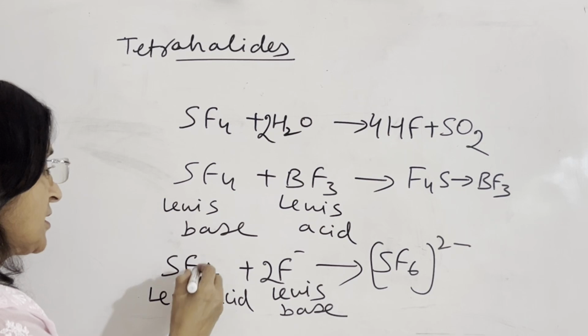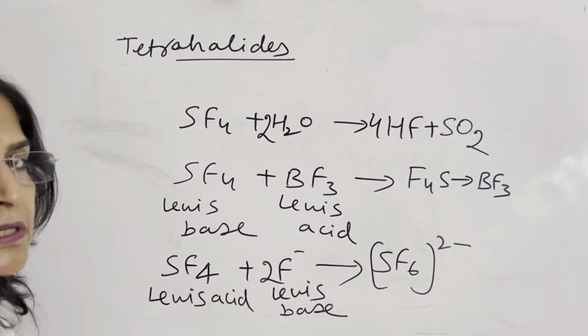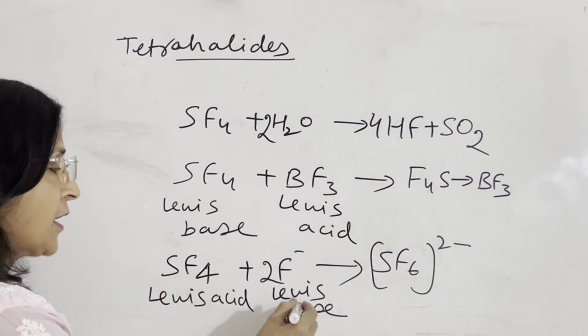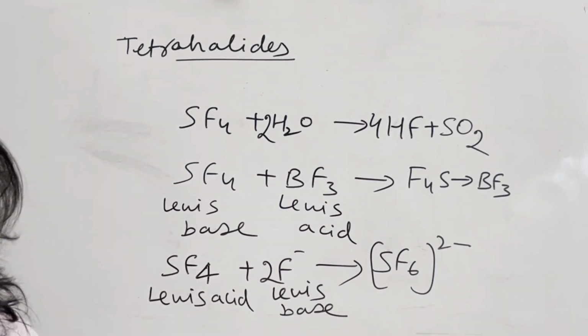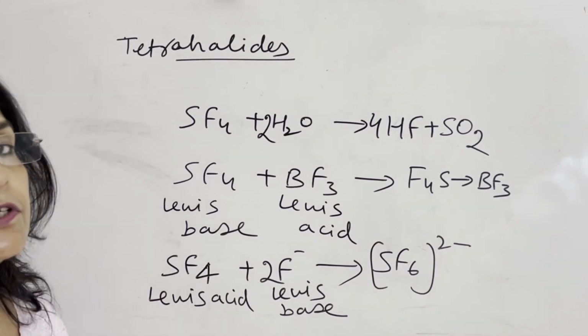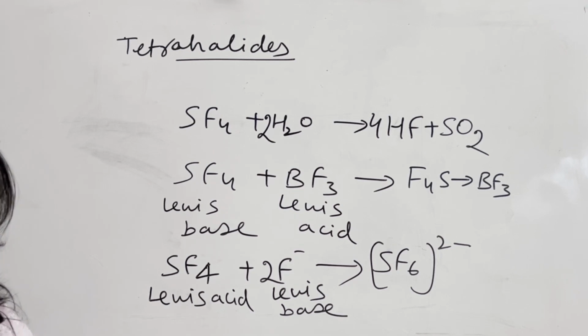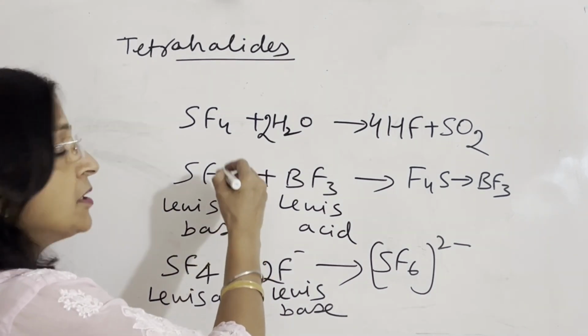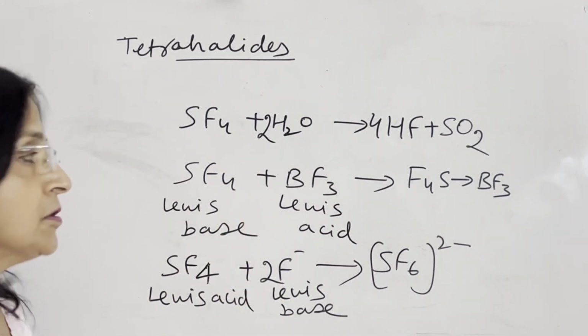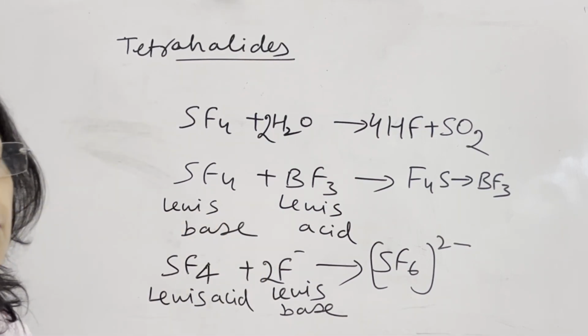And in this reaction, sulfur tetrafluoride acts as a Lewis acid, it can accept a lone pair of electrons from fluoride ion because it can expand its electronic configuration due to the availability of empty d orbitals. In this reaction, it can donate a lone pair of electrons. Therefore, sulfur tetrafluoride acts as a Lewis base.